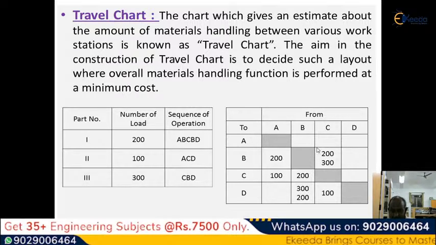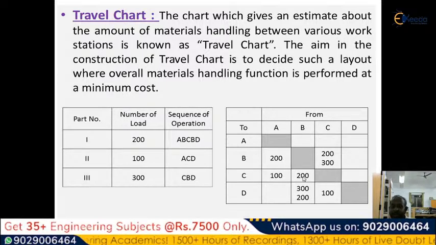So when you go for C, then C to B, in this case I'm going to have 500 here and 200 here, so 700 here. So B and C is going to have the maximum transaction. So here this is going to be 500 and here it is going to be 200.